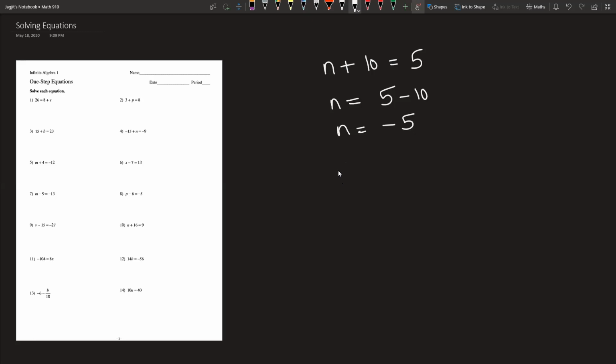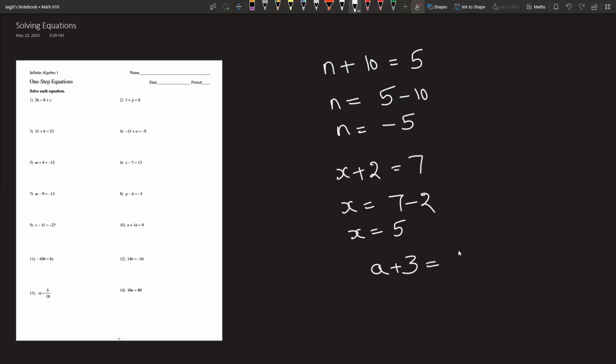Okay. X plus 2 is equal to 7. So your plus 2 will move to the other side. It will become minus 2. What's 7 minus 2? 5. That's 5. Good. Excellent.